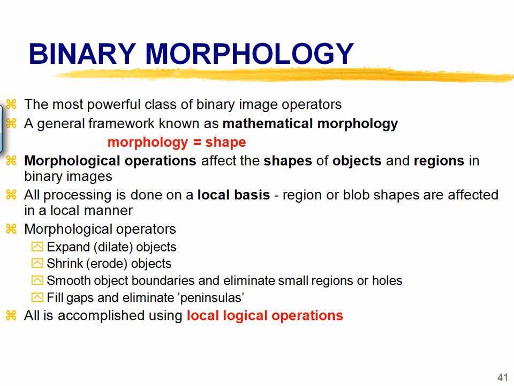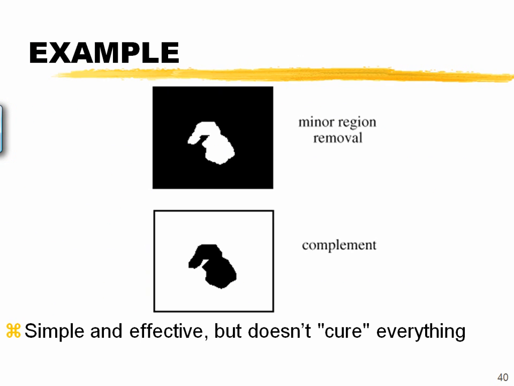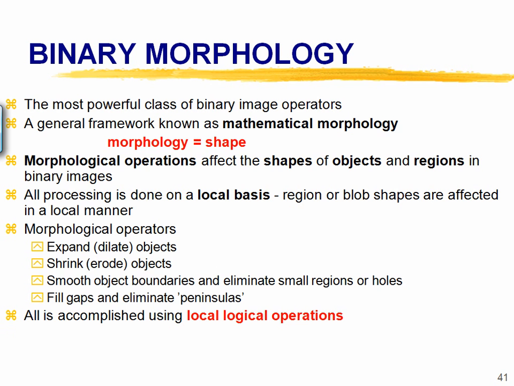Or we may be interested in performing operations which fill gaps potentially in the object that might have come up, or fill peninsulas. For example, if we go back over here, essentially looking at an object which has a gap in it. If we need to fill that gap, how do we do it? We need to look at morphological operations in order to fill those kind of gaps.